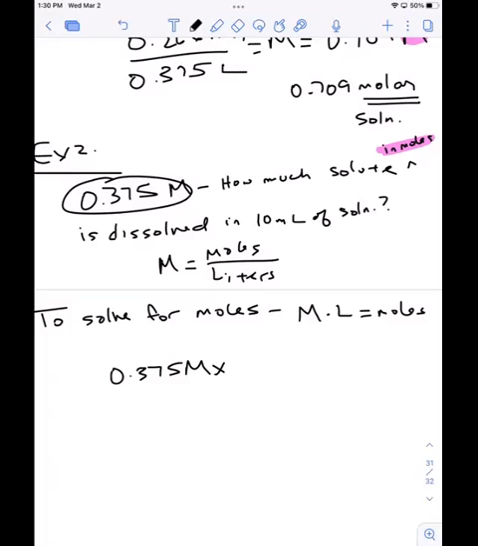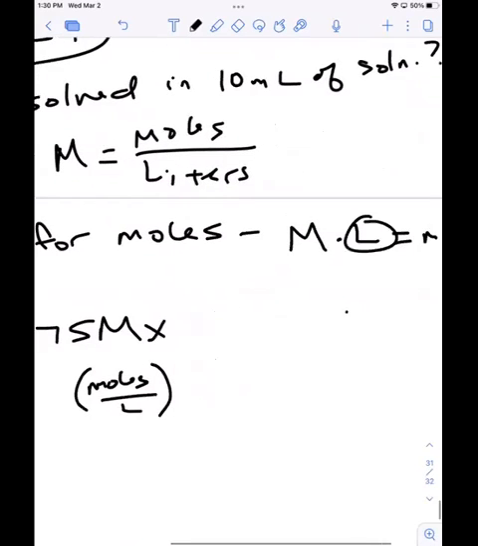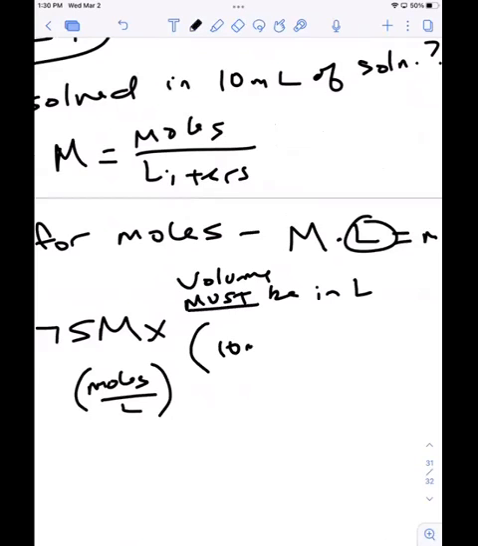Now we got a problem there, right? Because if the molarity is moles per liter, we need our volume to be in what? It needed to be in liters. So how are we going to convert milliliters to liters? I'm just going to do it all in the same pocket. So we got 10 mL times what? 1 liter over 1000 mL. This is our conversion from milliliters to liters.